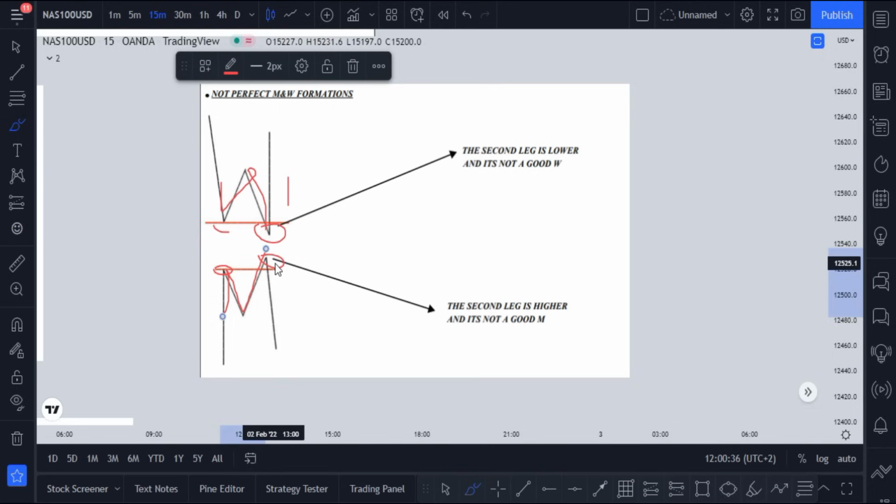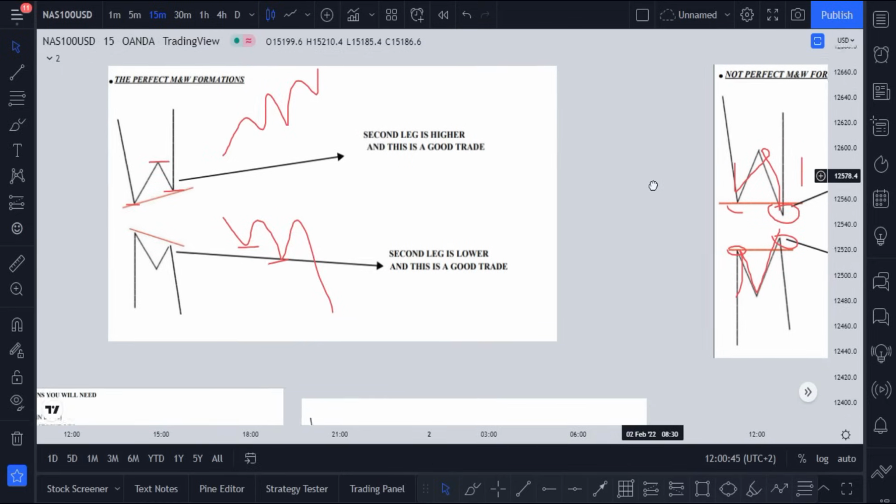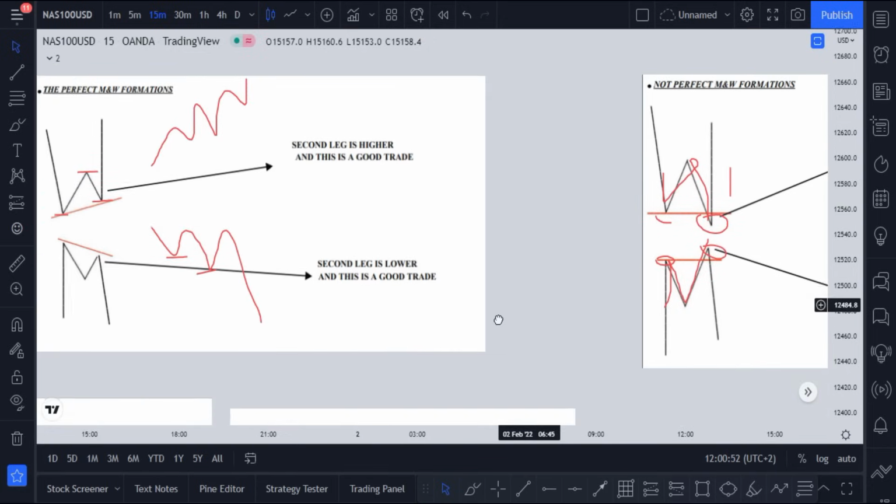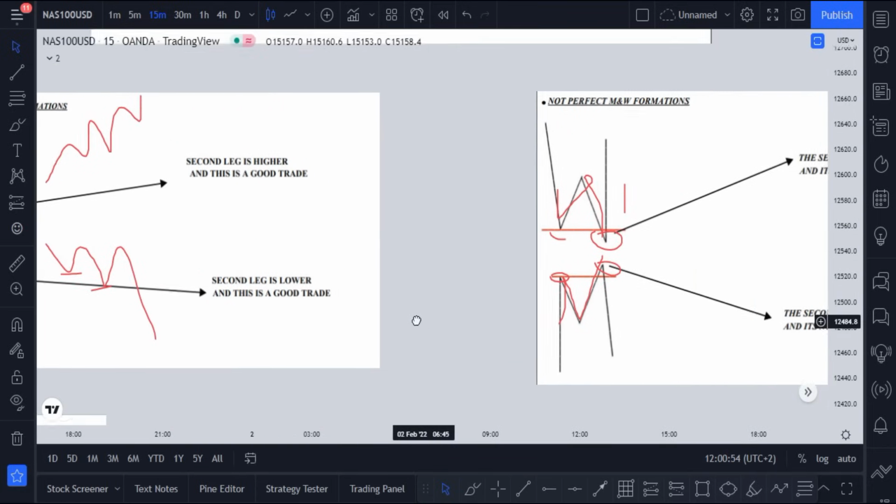So they're not the ones that we prefer the most. The ones that we prefer the most are the ones that we just showed you over here, right? So these ones go along with the trend that is already confirming the trend, right? So this is what we call the perfect and the not so perfect M formations.